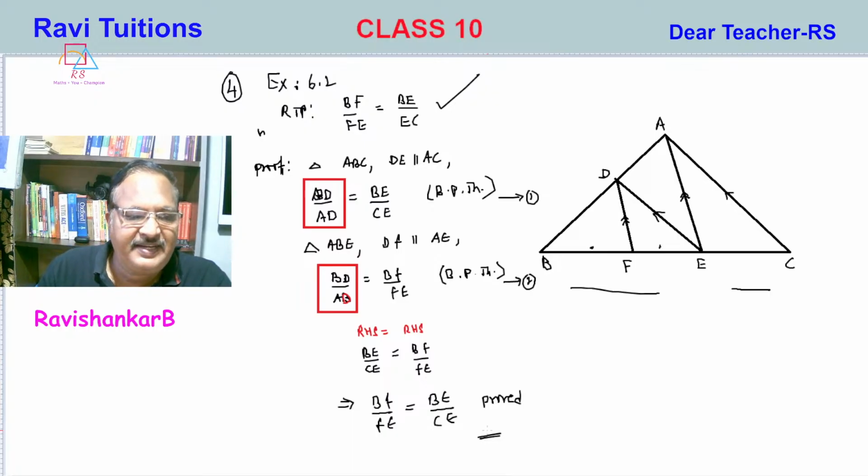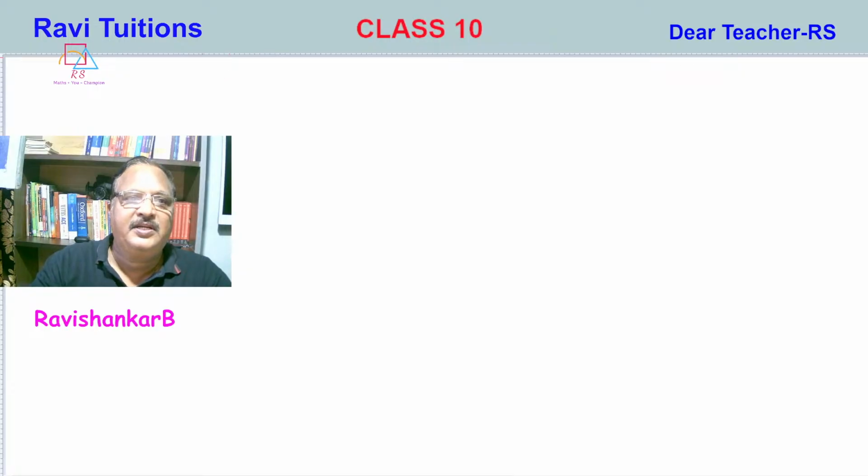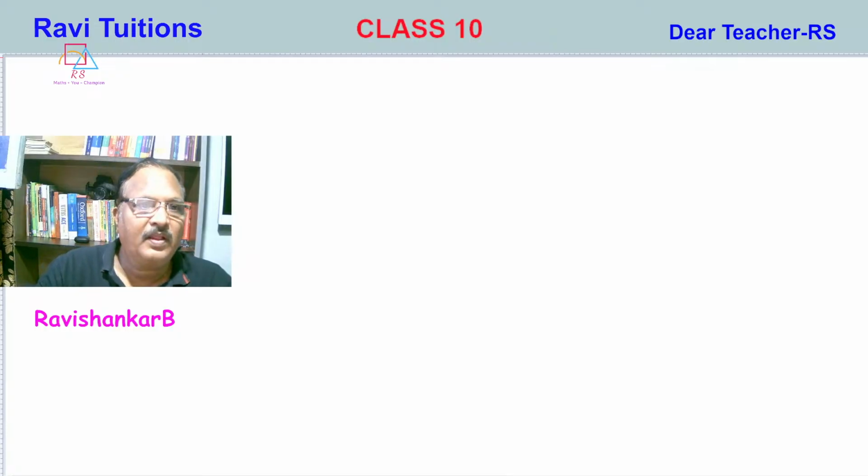That is why it is very important to know how to apply the basic proportionality theorem in a triangle. So let me go to another question. Question number 5. Figure is given, page number 85. I am not drawing. This is exercise 6.2. So D is parallel to, I'll write given.